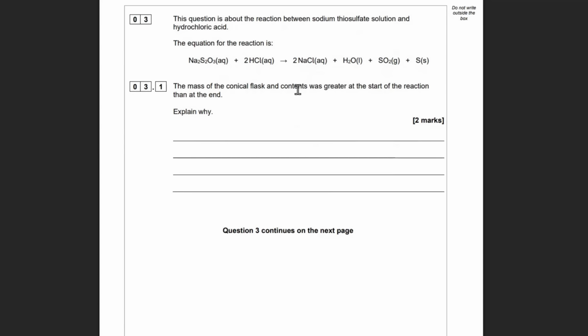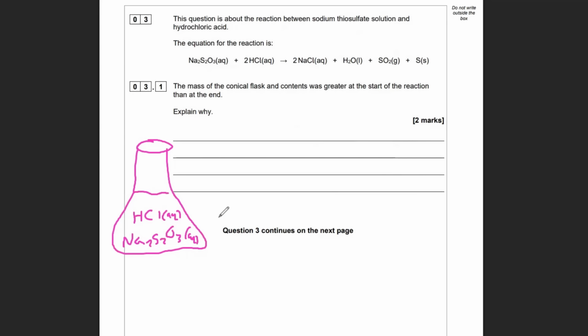So the mass of the conical flask and contents was greater at the start of the reaction than at the end. What they're telling us here is that they had a conical flask, and inside the conical flask at the start was HCl, that is aqueous, and Na2S2O3. Oh my gosh, that is some crusty level 2 GCSE art drawing. Right, so that was at the start.